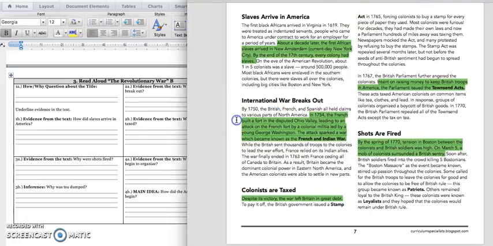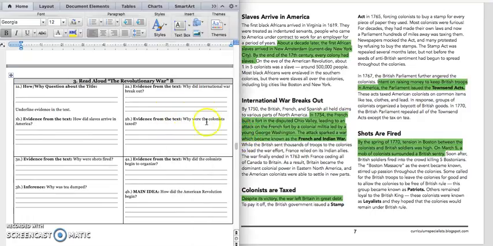And if we go back in the text, it says that George Washington led a militia group to attack a French fort in the Ohio Valley, and that started the French and Indian War. So in 2A, we would write, the French and American colonists both wanted the same land in the Ohio Valley. George Washington attacked the French fort and started the French and Indian War. Press pause to write down your answer and play when you're ready to keep reading.